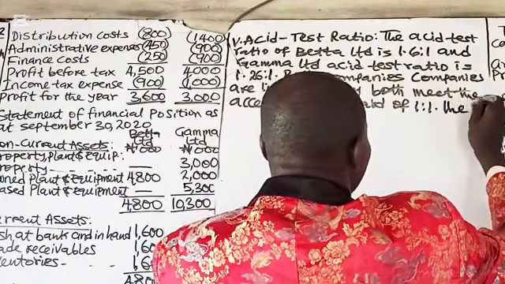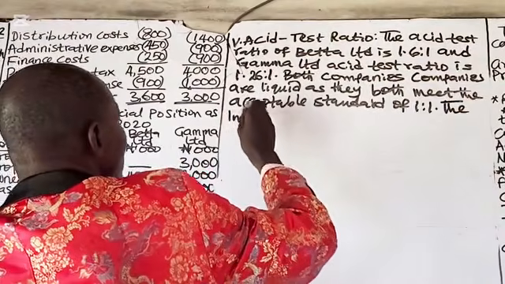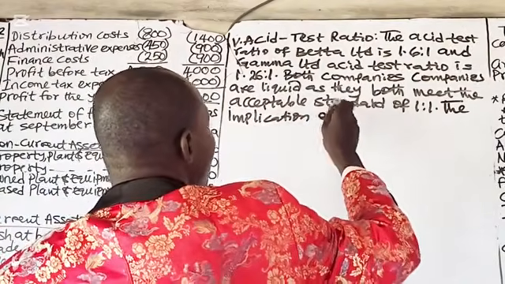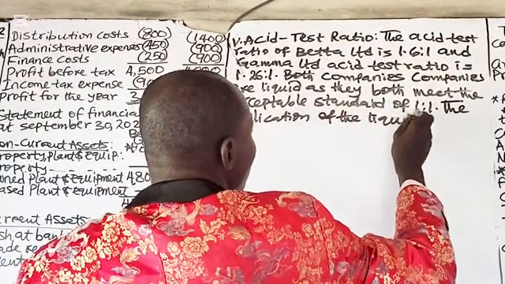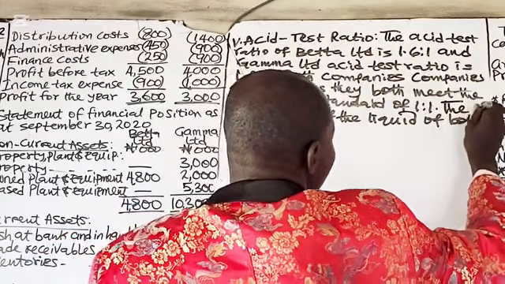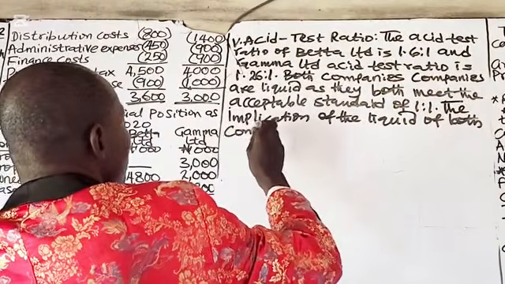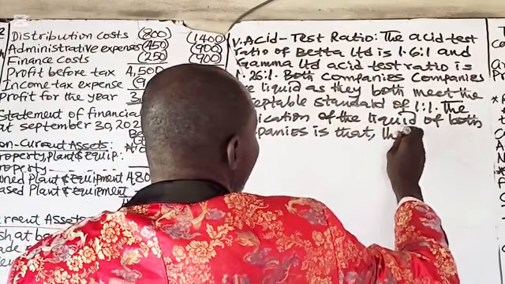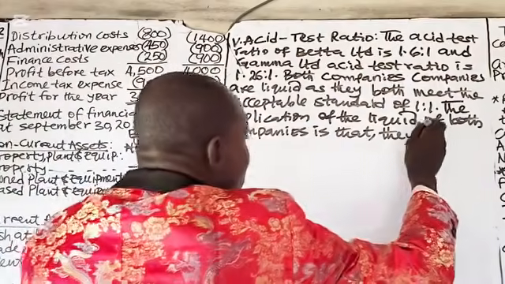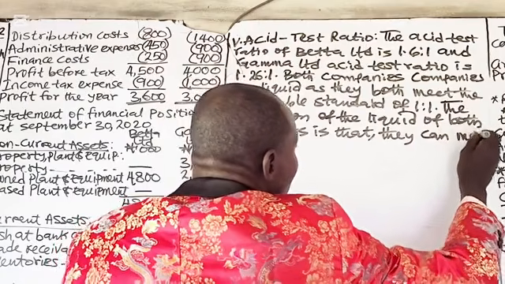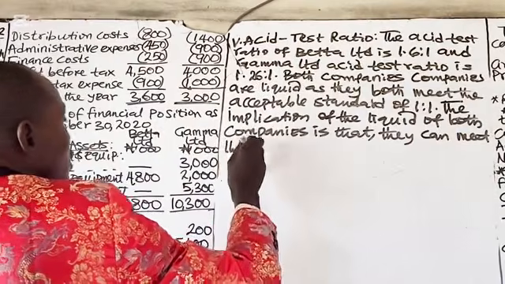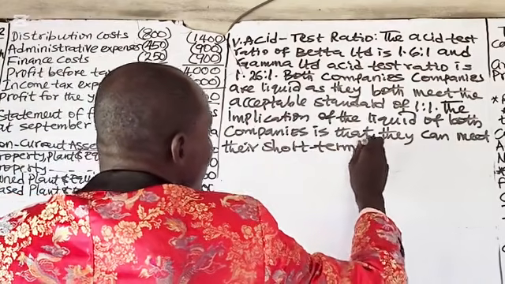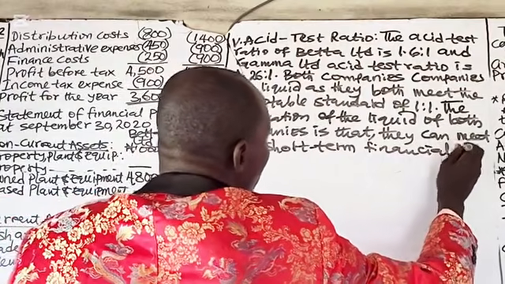The implication of the liquidity of both companies is that they can meet their short-term financial obligations.